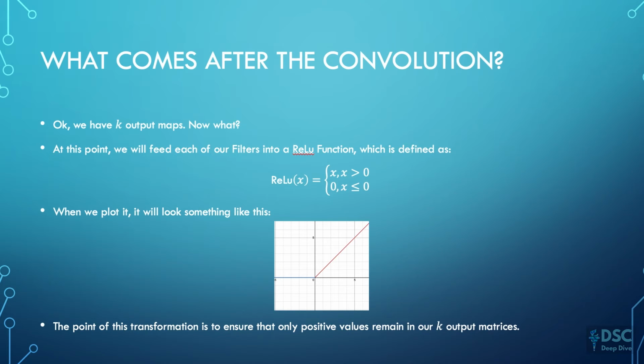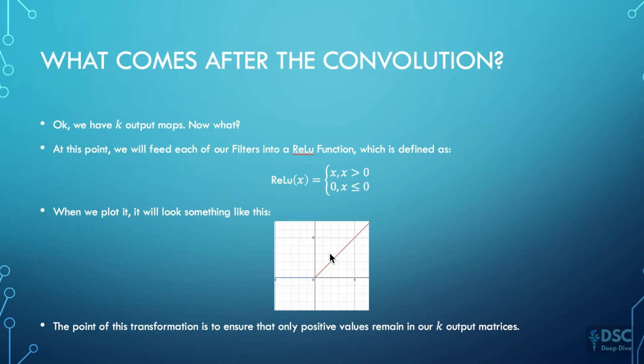At this point, we will feed each of our output matrices into a ReLU function, which we define in the following way below. ReLU(x) is equal to x if x is greater than 0, and it's equal to 0 if x is less than or equal to 0. When we plot this function, it will look something like this. Why do we do this? The point of this transformation is to ensure that only positive values remain in our k output matrices.